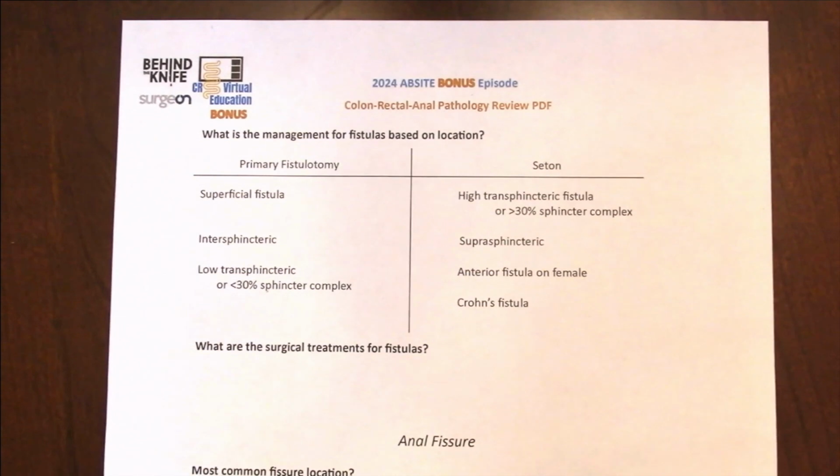So for the management of these fistulas, if the fistula is superficial, is intersphincteric, or low transsphincteric, you can go ahead and do a primary fistulotomy, assuming that the fistula does not involve more than 30% of the sphincter complex. Now, if the fistula involves over 30% of the sphincter complex, is high transsphincteric or suprasphincteric, or the fistula is from Crohn's disease, or it's a female with an anterior fistula, you should just go ahead and place a seton.